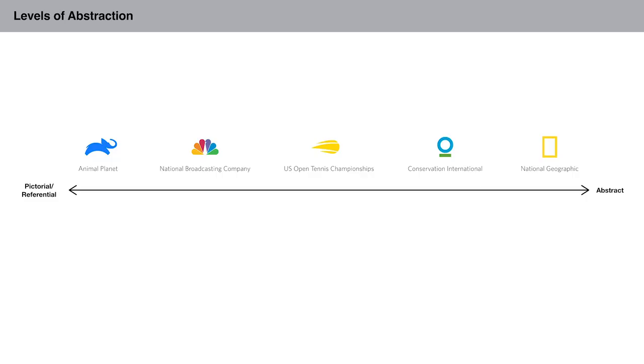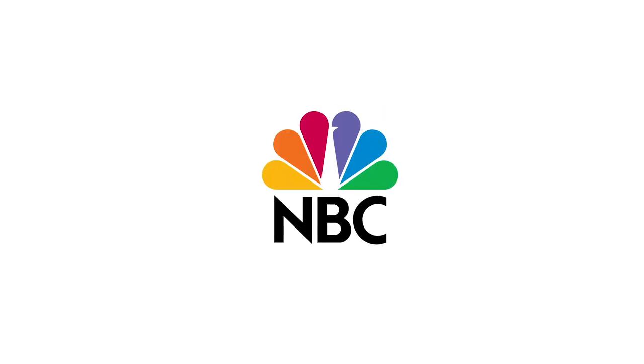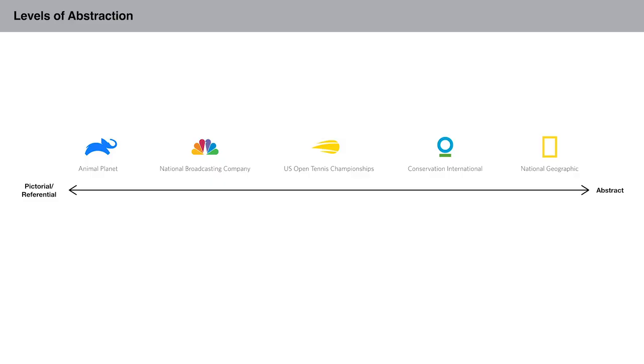When you think about symbols, there are different types of symbols in terms of concept. So let's just look at this continuum from things that are pictorial and referential. In other words, they reference something specific, something concrete in our universe. If it's the elephant we did for Animal Planet, if it's the peacock for NBC, and so on, those are things that we understand what they are. And on the other side of the spectrum are things that are abstract, like the symbol we created for Conservation International, or even the National Geographic yellow frame fits there on that side of the spectrum.